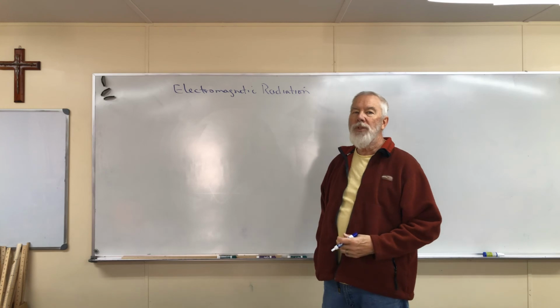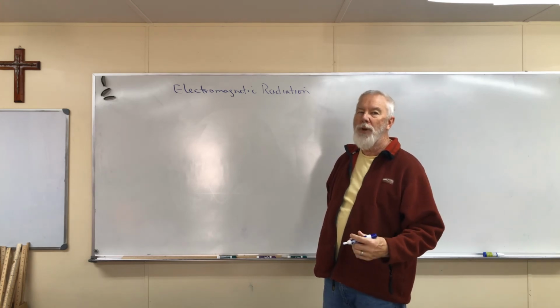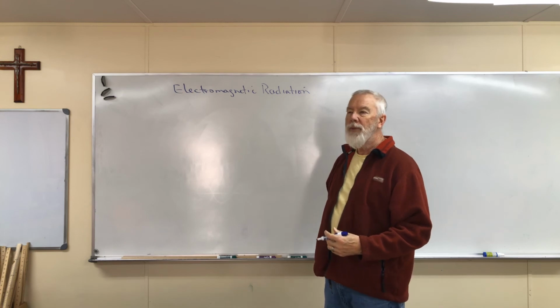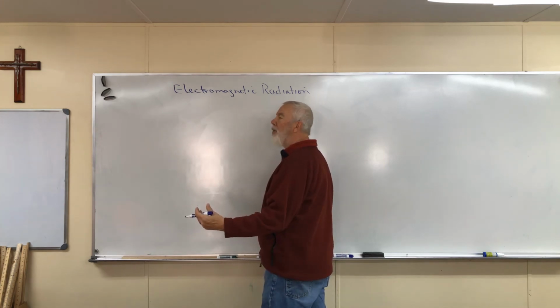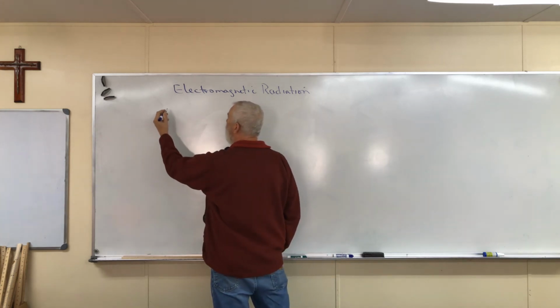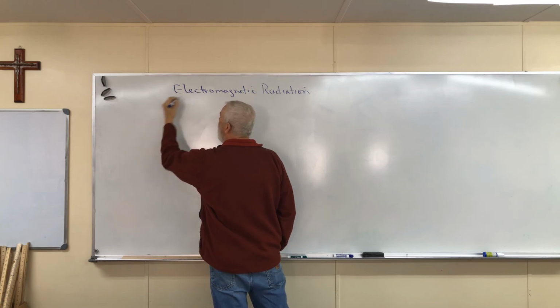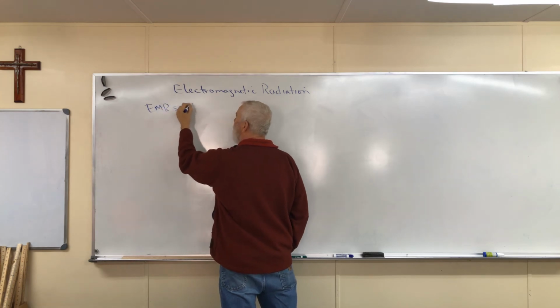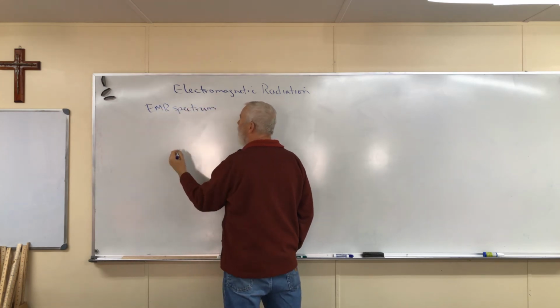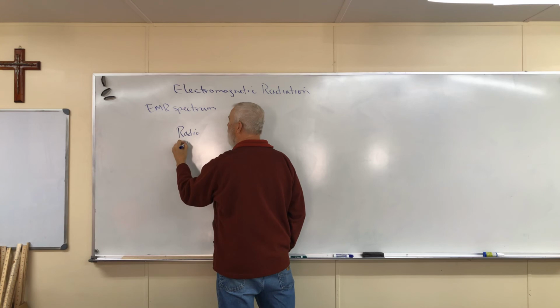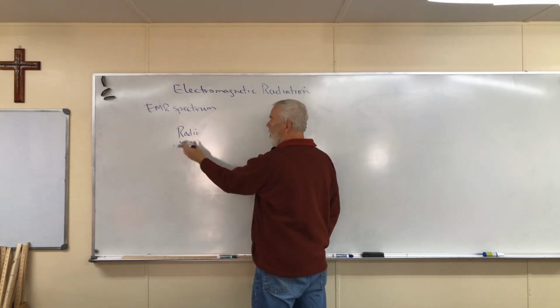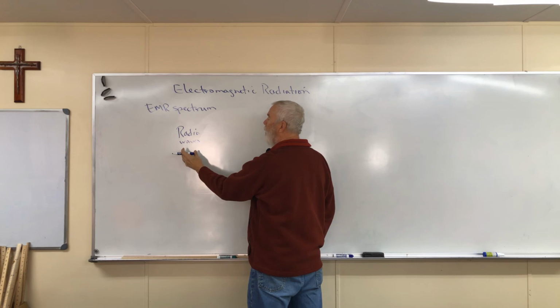And the kind that we can see makes up just a very, very small portion of what we're actually able to see. So let's look at the different kinds of electromagnetic radiation and then talk about the ones that we can actually see. The electromagnetic spectrum, which is EMR spectrum, includes, it starts over here on this side as radio waves, and then there's a number of different kinds of radio waves which you should be able to be familiar with.